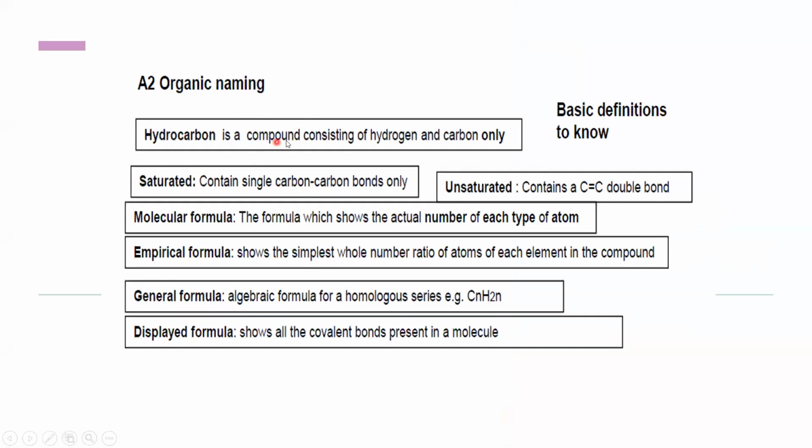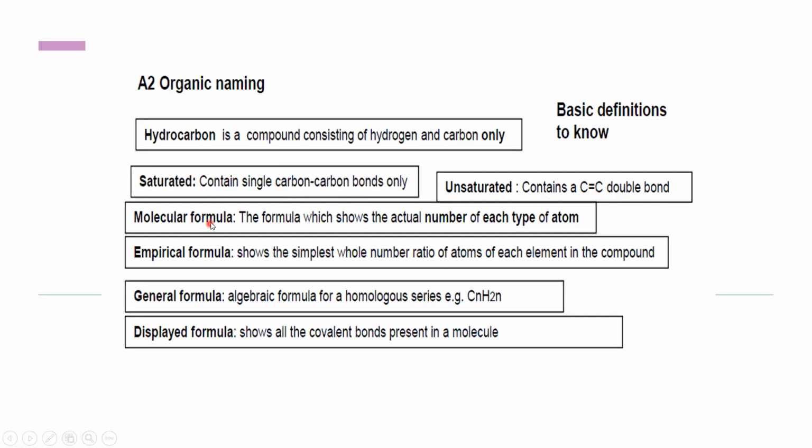Hydrocarbon: how do we define the term? Compounds which contain carbon and hydrogen only are known as hydrocarbons. What is the meaning of saturated hydrocarbon? A hydrocarbon which contains only carbon-carbon single bonds, we call saturated, and if they have a double bond, we call them unsaturated.